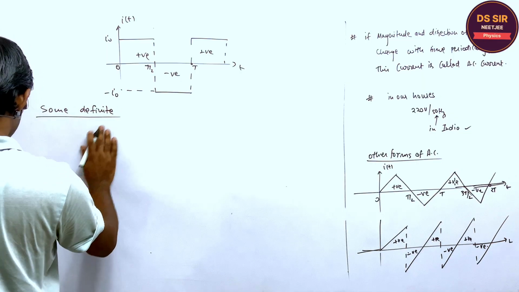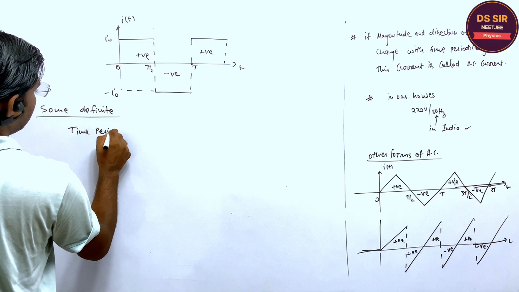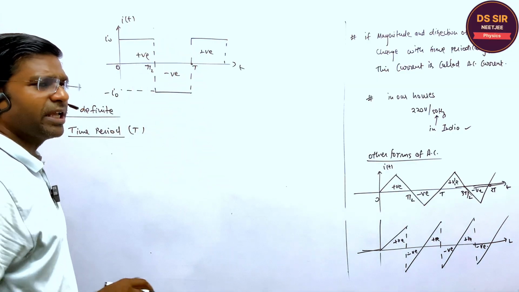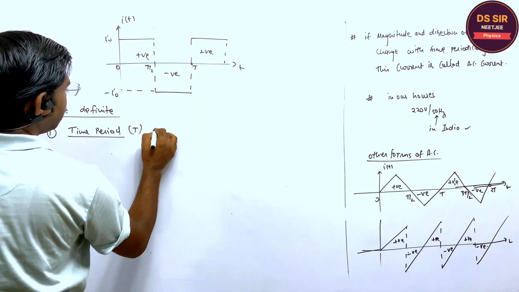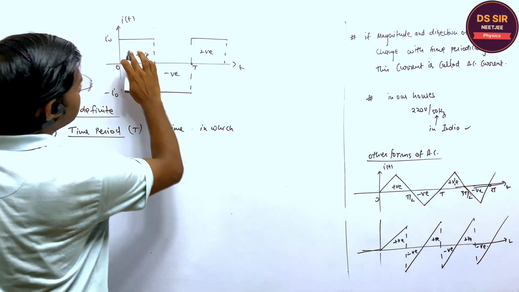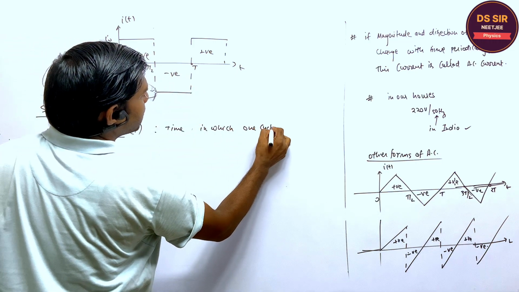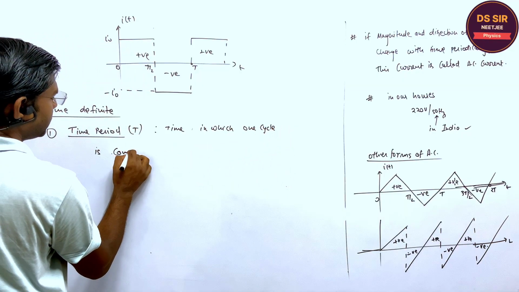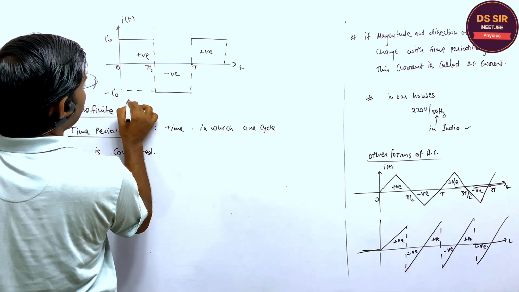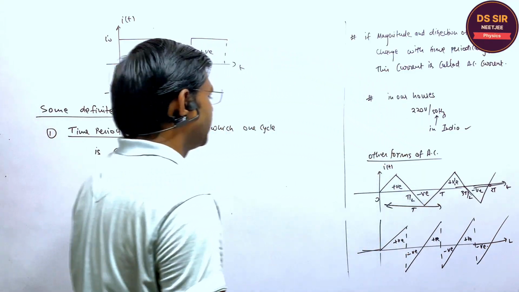That is the thing. Some definitions I can write. First is the time period, capital T, right? The time period is the time in which one cycle is complete. This is called one cycle, from 0 to T, in which one cycle is completed, and this is called the time period. Do you understand? For example, this is the one time period for this case. If you consider this case, this is the one time period. Is it clear or not?